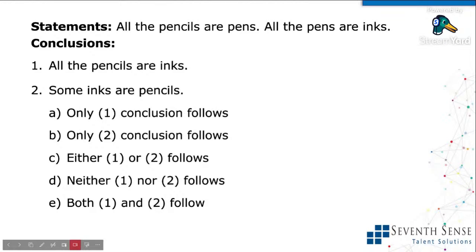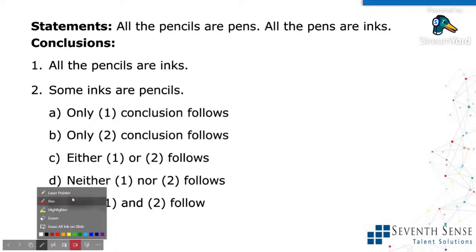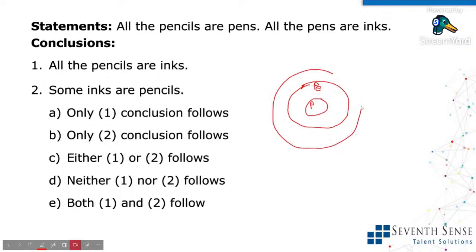Okay. So let us see which is the right one. All the pencils are pens, correct? So we are gonna take something, all the pencils. I'm gonna write only P for pencils, and for pens, I'm gonna write it as P and E. Okay. All the pens are inks. All my pens are basically what? Ink.